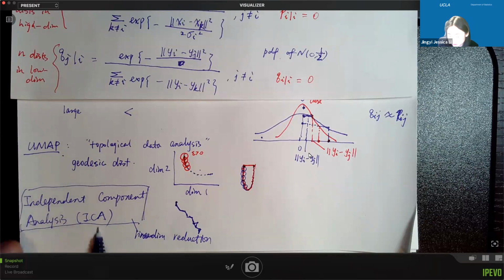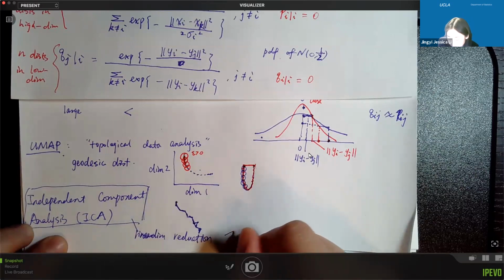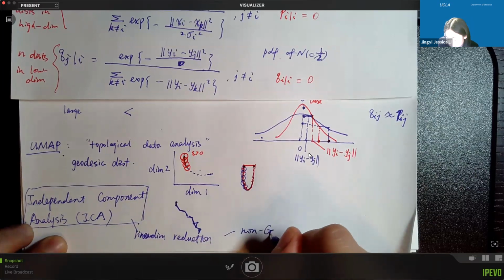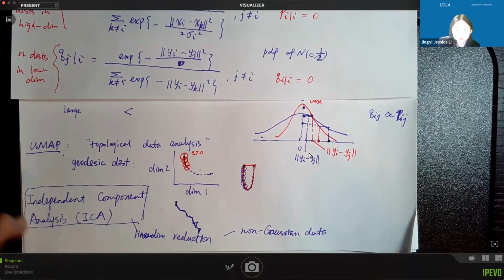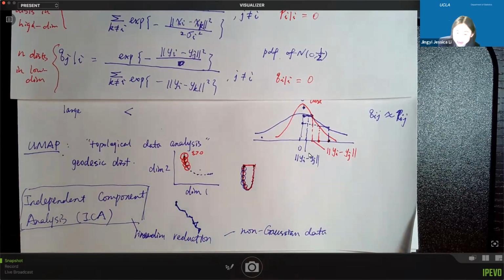And ICA, on the other hand, works for non-Gaussian data. So when you look at your data, and it's clearly not Gaussian-like in every feature, then you might consider ICA. And ICA, I think, has its origin in signal processing in engineering, in EE. So it's very widely used for speech analysis.